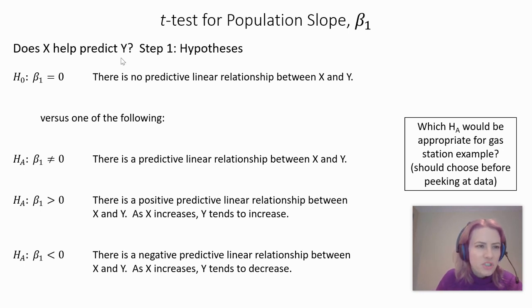Okay, so the big question is, does X help predict Y? Right, so the null hypothesis is that no, X does not help predict Y. So there's no predictive linear relationship between them. And if that's the case, then the slope in the population would be 0. Because, as X changes, that change in X would just get multiplied by 0 and disappear. It would not affect Y.